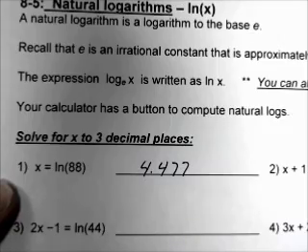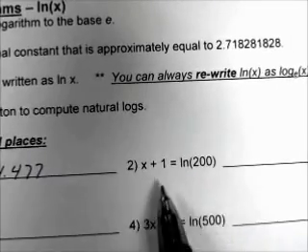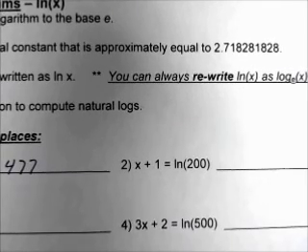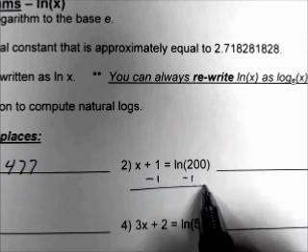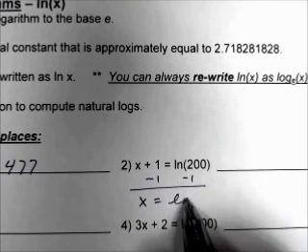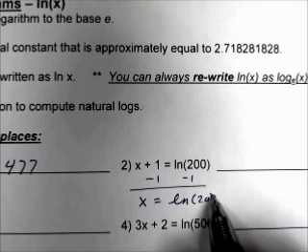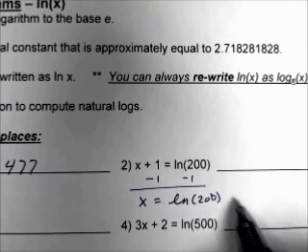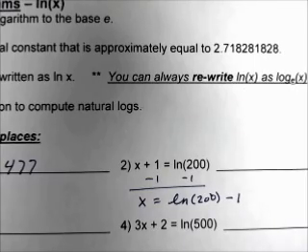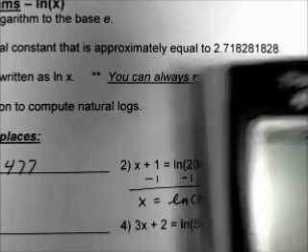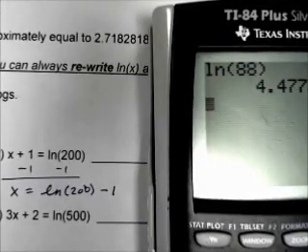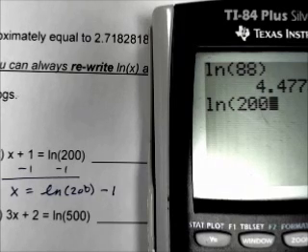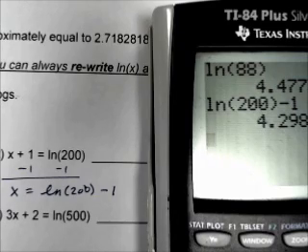We're solving for x. Number 2, I have x plus 1 equals ln 200. We'll get x by itself, subtract 1 from both sides. X equals ln of 200 subtract 1. The ln 200 is its own term, and subtracting 1 is outside of that. And we go to the calculator. Okay, so ln 200, close the parenthesis, subtract 1. 4.298.